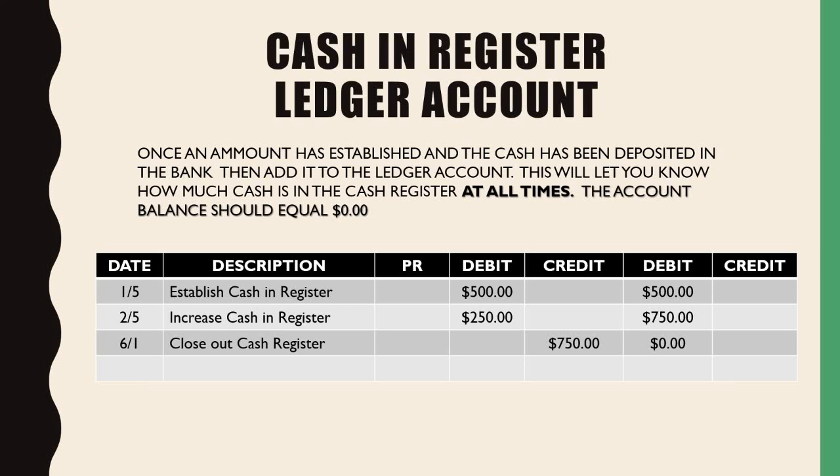And of course, same idea here. We're going to journalize that and then post it to the ledger, which in this case, I started out with 500. I increased my cash in the cash register by $250. And then I subtract out the $750 to get me to 0. And that's going to zero out your cash register. Okay? Any questions?